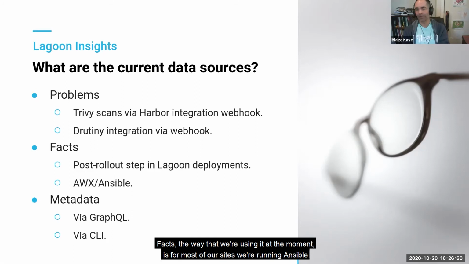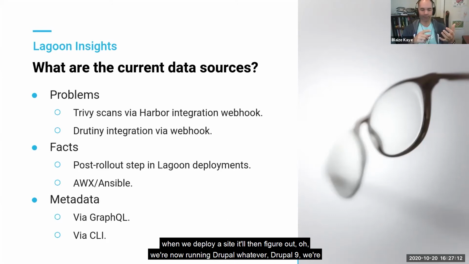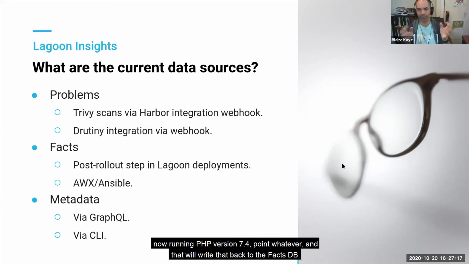Then for facts, the way we're using it at the moment is for most of our sites, we're running Ansible jobs to gather facts from these sites. So that's PHP versions, Drupal versions, and so on. On one or two of our sites, we have a post rollout step that does the same thing. When we deploy a site, it'll figure out, oh, we're now running Drupal 9, we're now running PHP version 7.4 point whatever, and write that back to the facts DB. Metadata, CLI and GraphQL at the moment is really a manual process, which makes sense given the nature of it. Anything on this, Toby?